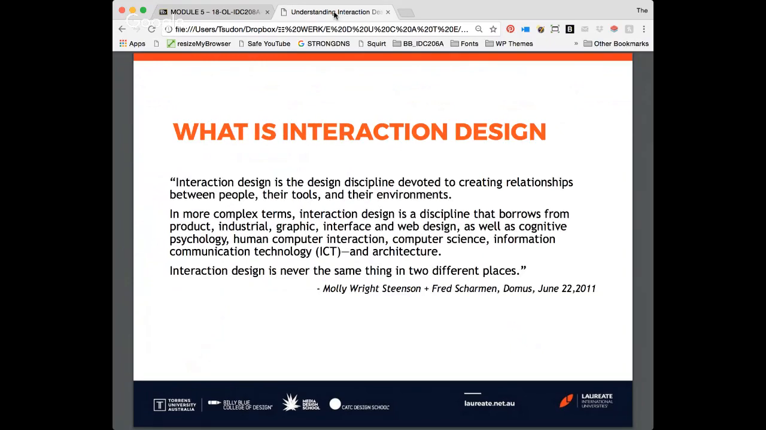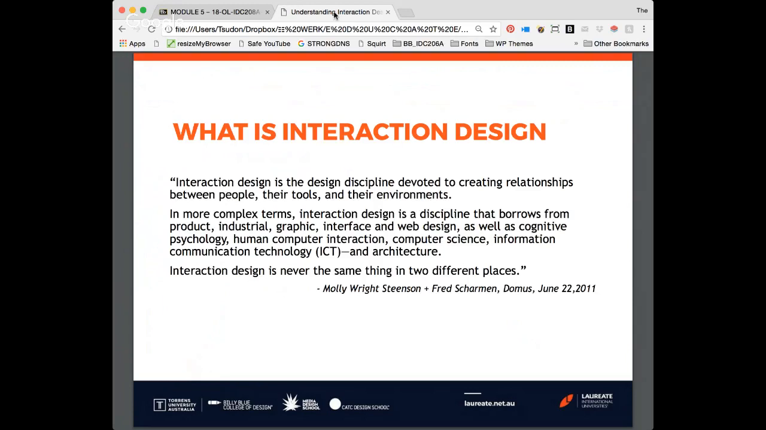So first of all, what is interaction design? Interaction design is a design discipline that's devoted predominantly to creating relationships between people, tools, and environments. If we think about it in a more complex way, it's all about using interaction design to help us to understand environments better.